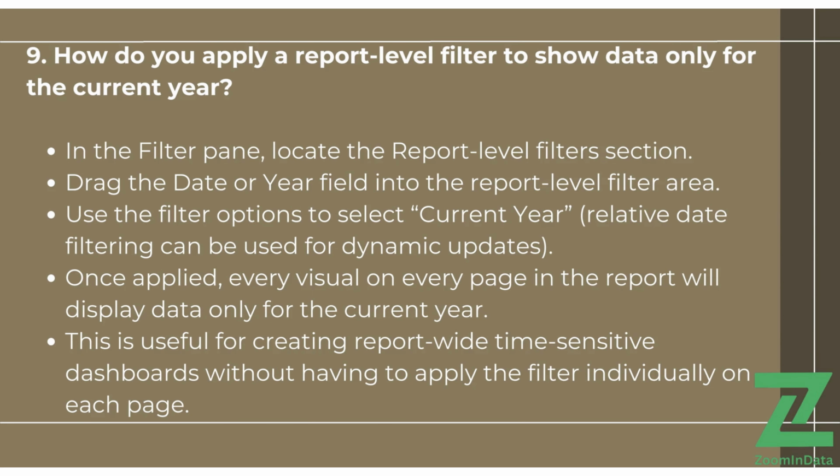Ninth question. How do you apply a report level filter to show data only for the current year? In the Filter pane, locate the Report Level Filters section. Drag the date or year field into the Report Level Filter area. Use the filter options to select Current Year. Relative date filtering can be used for dynamic updates.